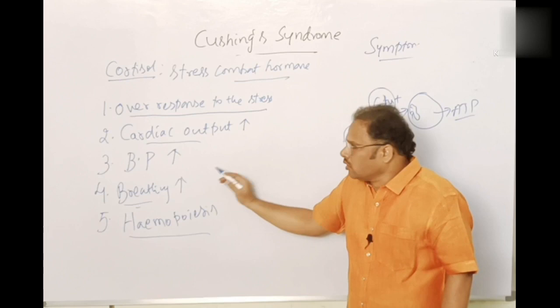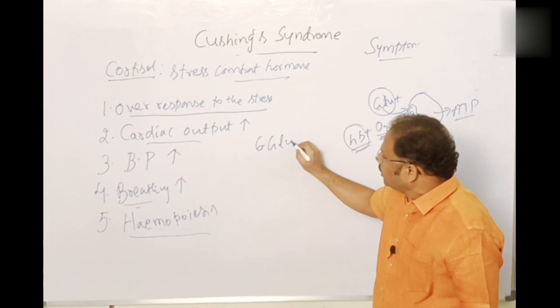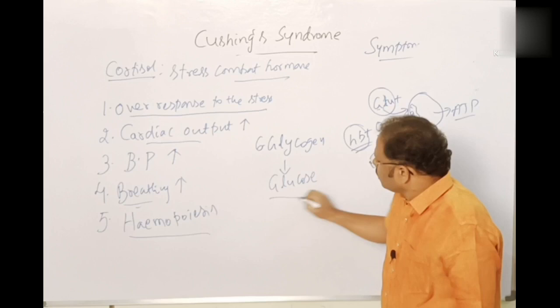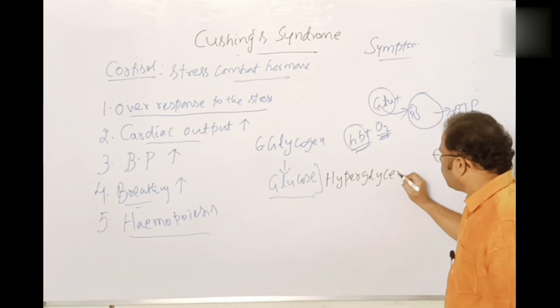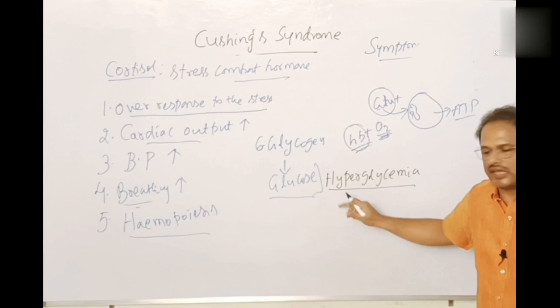Which one is supplying the glucose? Liver. That is, the glycogen is converted into which one? Glucose. Glycogen is converted into glucose. That is, increased levels of glucose in the blood, and it is medically called hyperglycemia. What is hyperglycemia? Elevated levels of glucose in the blood is called hyperglycemia, and it is also a symptom under Cushing's syndrome, bachcho.